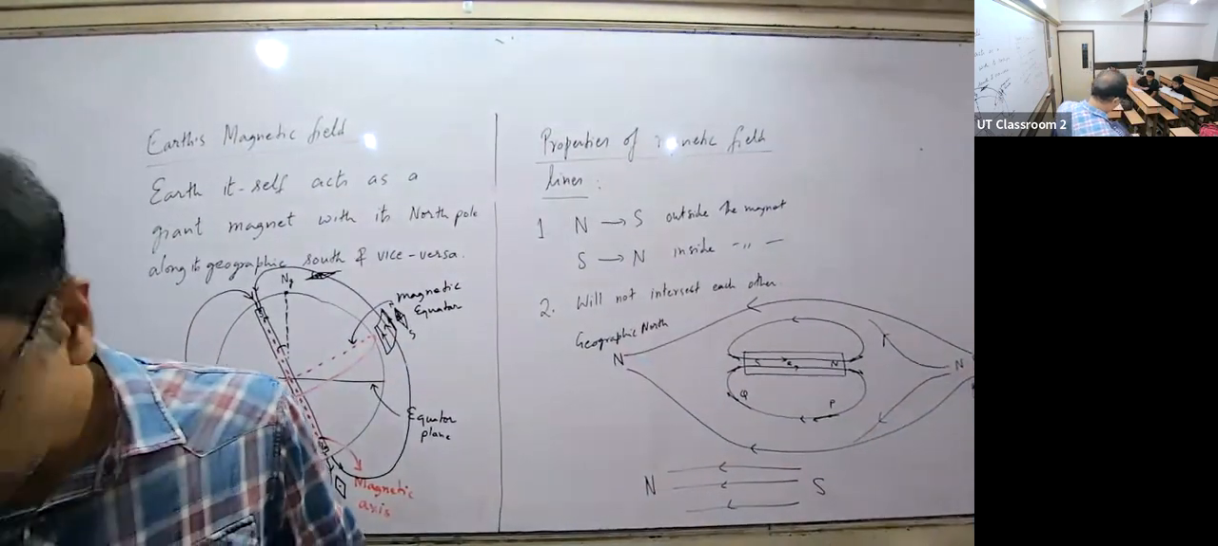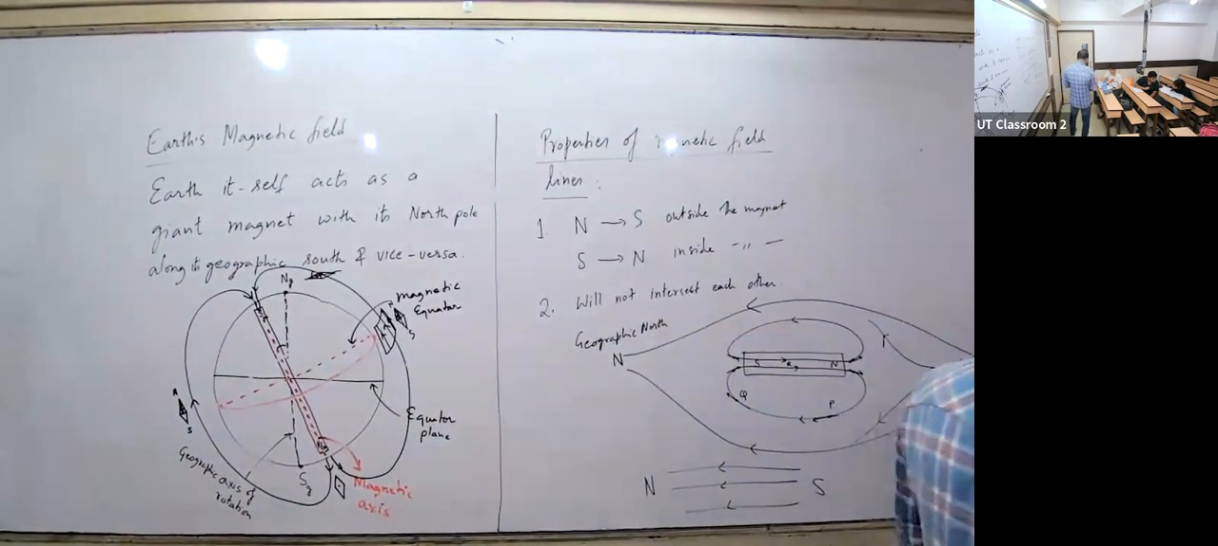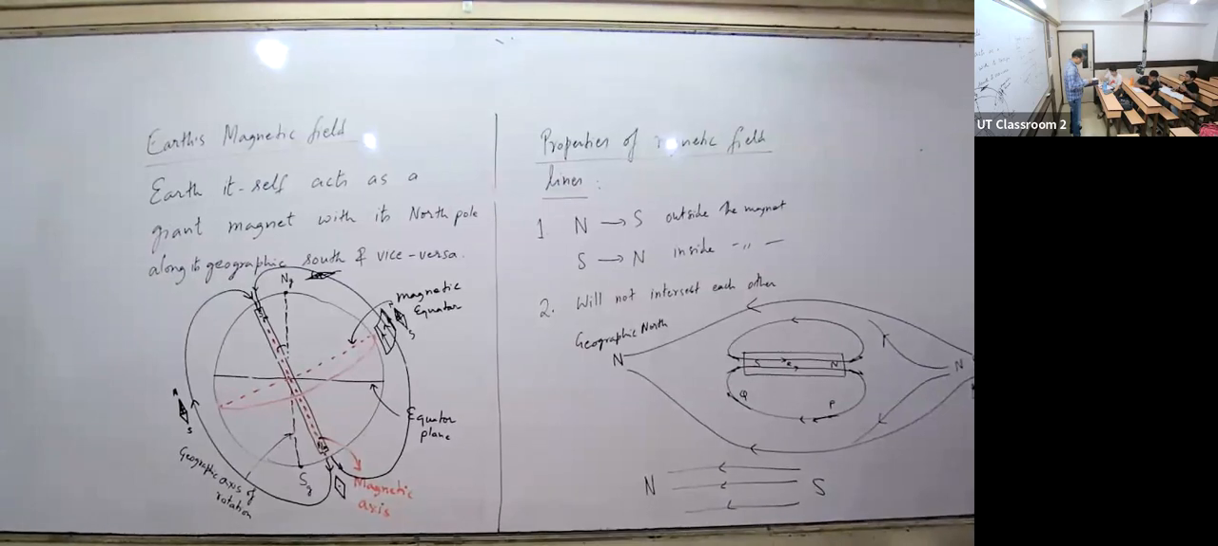Is there anything you need to understand? Just take a few minutes to go through the description written in the book regarding Earth's magnetic field.